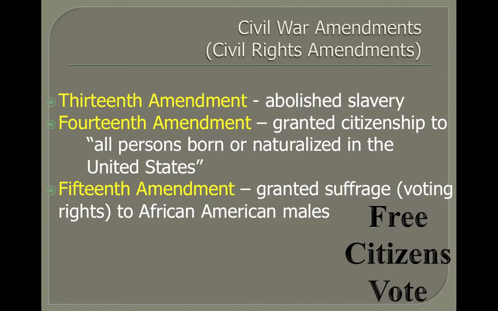So there are 3 amendments that come from this. A lot of the times you will hear them as the Civil War amendments or the Civil Rights amendments because they give rights to those who did not have them before, African Americans in particular. So the first amendment we have is the 13th Amendment. It abolished slavery. The 14th Amendment granted citizenship to all people born or naturalized in the United States.